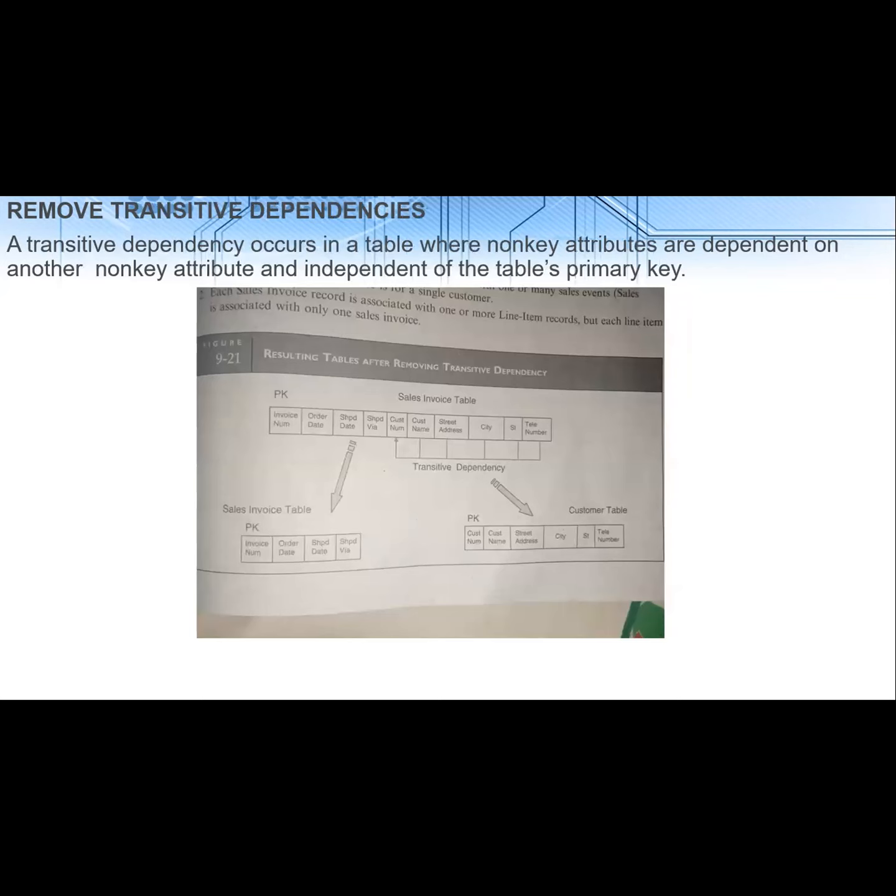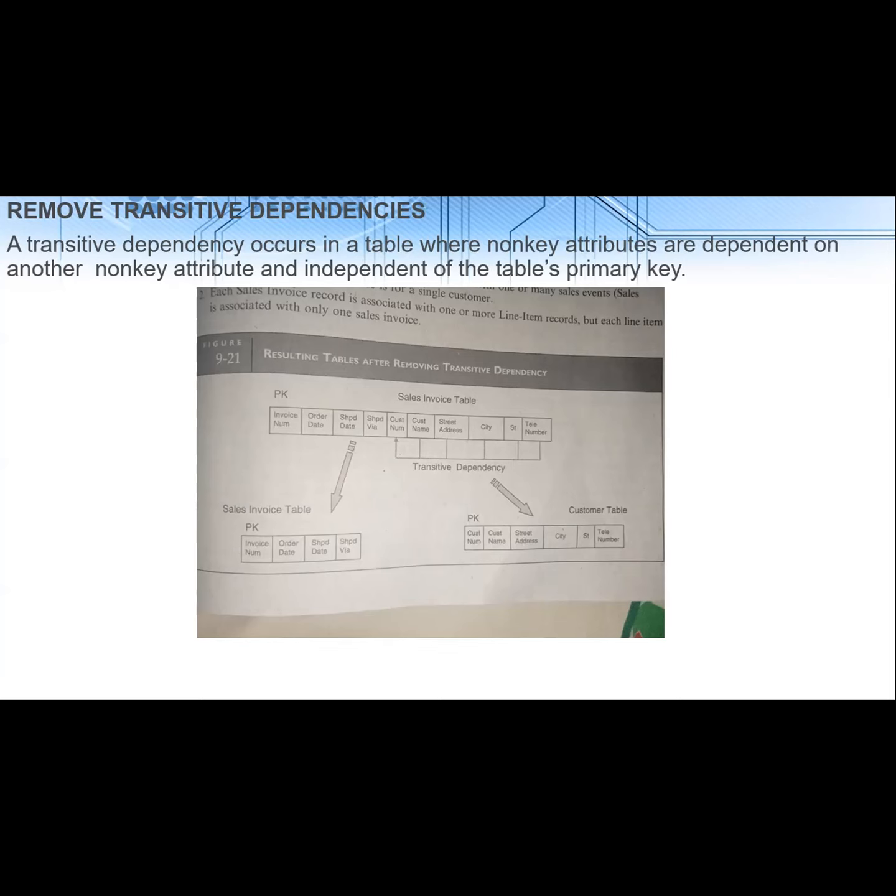The next one is remove transitive dependencies. A transitive dependency occurs in a table where non-key attributes are dependent on another non-key attribute and independent of the table primary key. Removing transitive dependencies is the final step in resolving structural dependencies. An example of this is illustrated by the sales invoice table in figure 9-21.